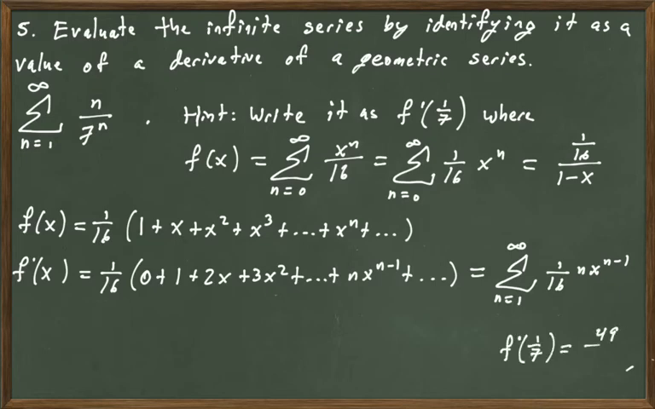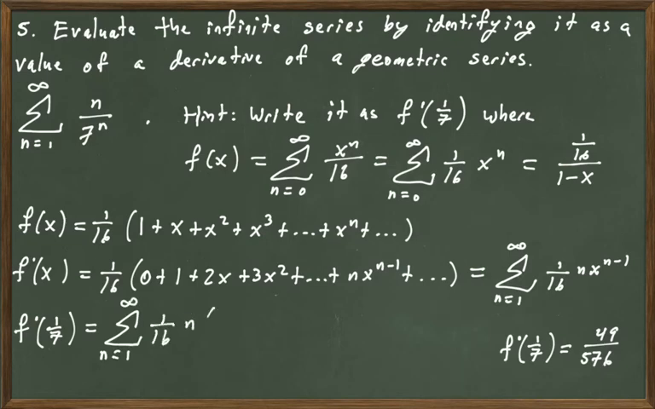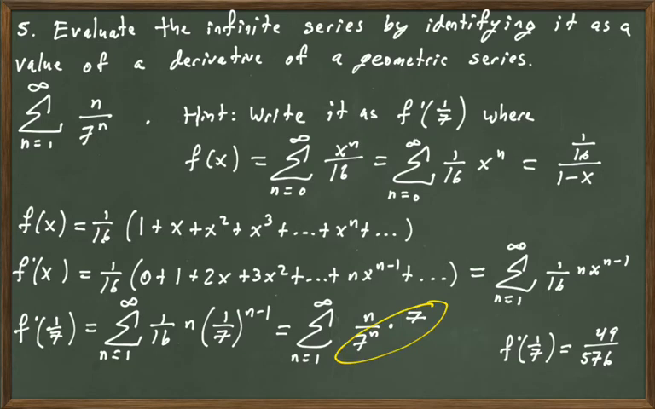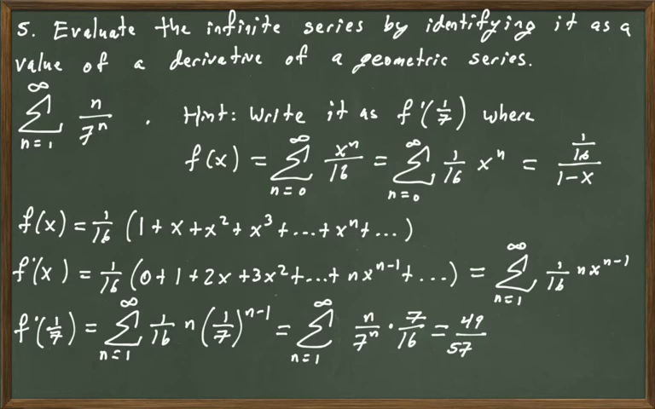All right, so this series, we know, has a sum of 49 over 576. It's the derivative of f at 1/7. So let's go ahead and evaluate this series at 1/7. So it's going to be the sum n equals 1 to infinity of 1 over 16 times n times 1 over 7 to the n minus 1, which is equal to the sum n equals 1 to infinity of n over 7 to the nth power times 7, okay? So this right here will give you 7 over 16 times n over 7 to the n, okay? And we know that that is 49 over 576.